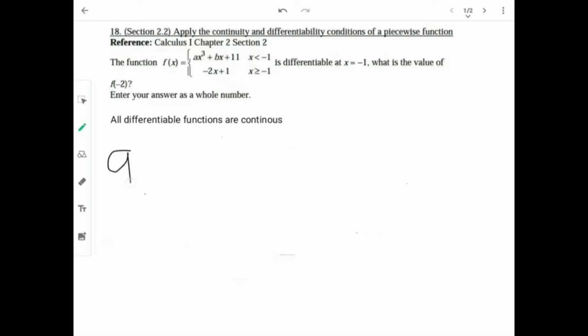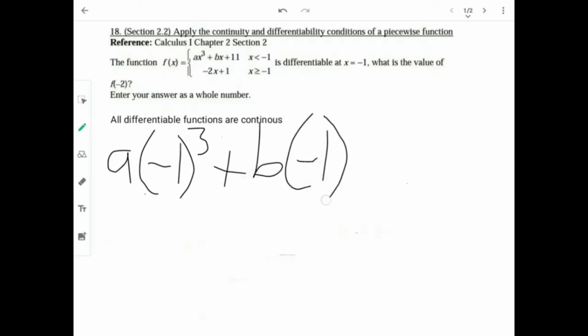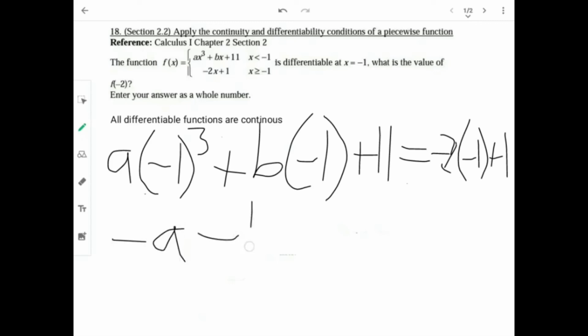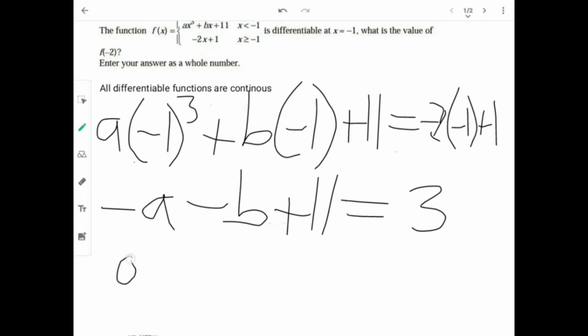So the left limit equals the right limit, so minus 2 minus 1 plus 1. So this becomes minus a minus b plus 11 equals 3. So a plus b equals 11 minus 3, which is 8.